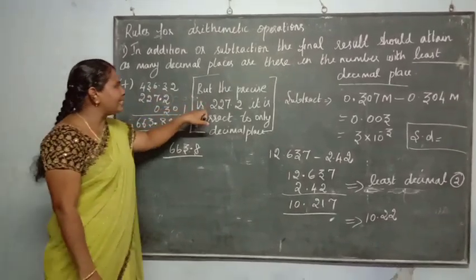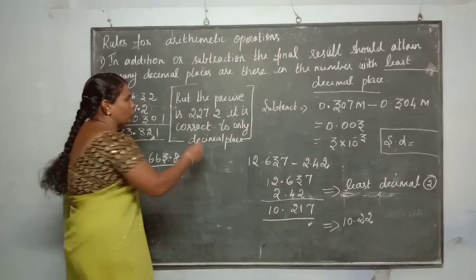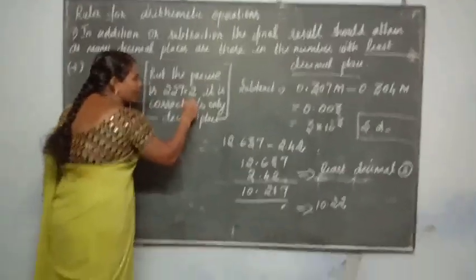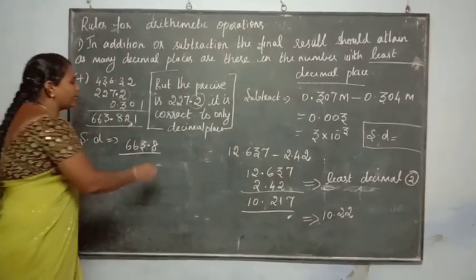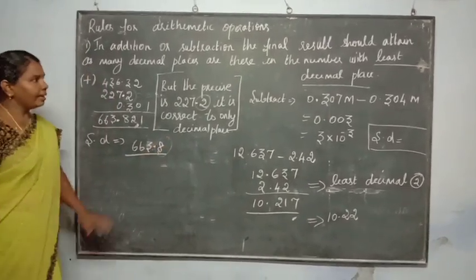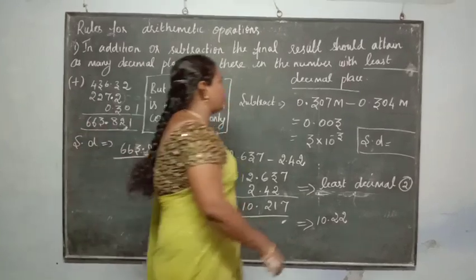Here the precise value is 227.2, so it is correct. After the decimal only one digit is followed, therefore the answer also has one decimal digit. Okay. See another example; I will show it in subtraction.